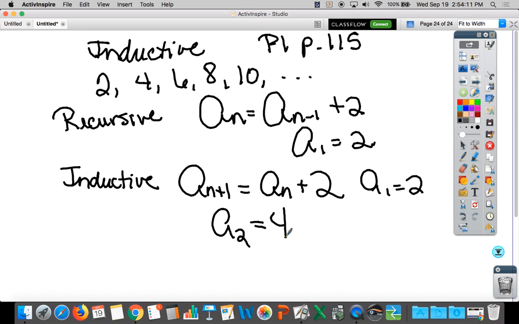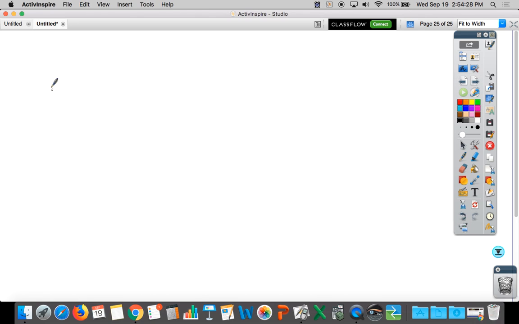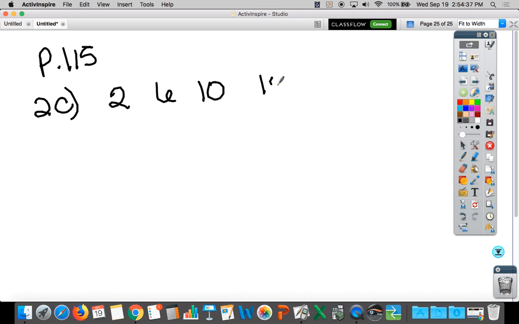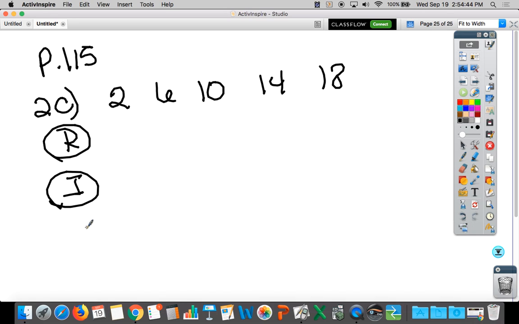So we're going to do a couple of these, and we're going to do them both ways. Because I need to go and double check. I want to make sure that they would accept our recursive formula. But I want you to really be able to do both, just in case. And it's not that hard. So let's look on page 115. We're going to do 2C. I've already done A with you. And we're going to label it R and label it I. We're going to do both recursive and inductive.